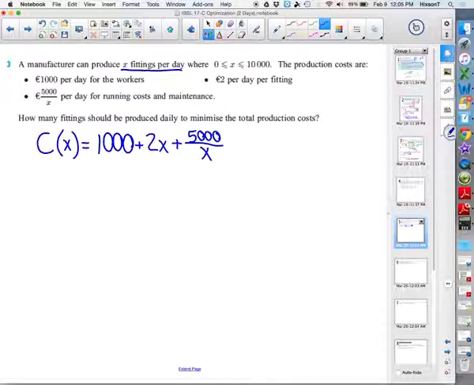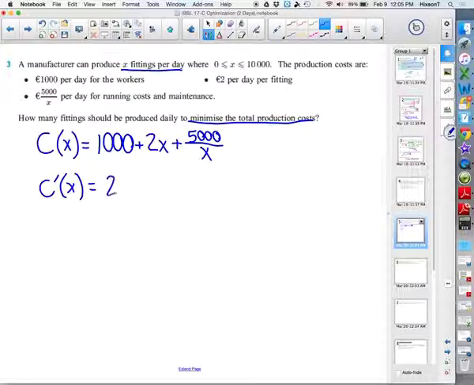So here's our cost function, and notice we want to minimize the production cost. That's why I made the whole thing equal to production costs. All right, remember we're writing the function in terms of what you're trying to minimize or maximize. All right, so what would we do next? Find the derivative, okay? So our derivative would be what?